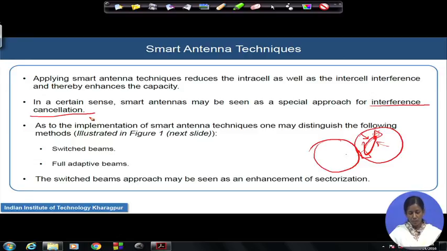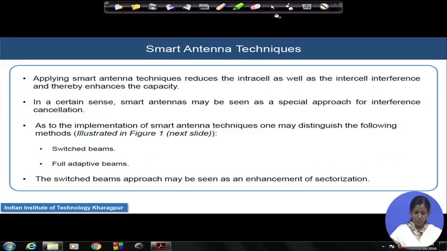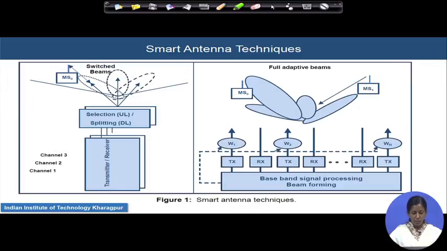As to the implementation, next we will see the structure of this smart antenna technique. There are two different ways to implement the smart antenna techniques. One is the switched beam technique, another is the full adaptive beam technique. And the switched beam approach may be seen as some enhancement of the sectorization. We will see in the next. These are the two mechanisms.